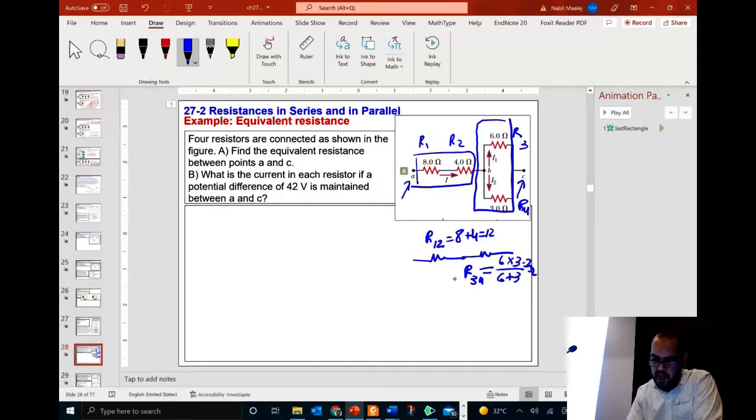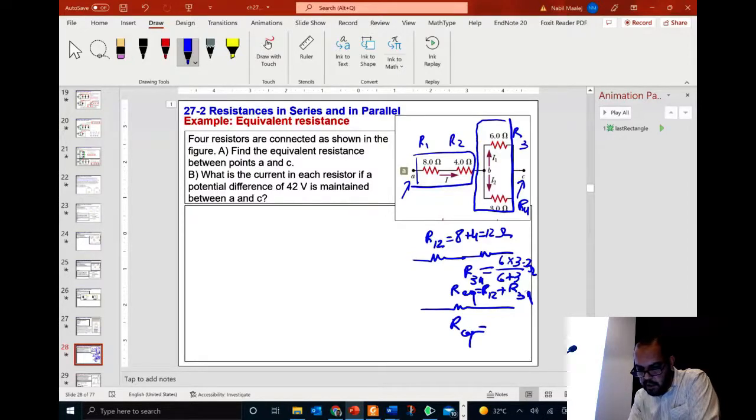Okay, so now these 2 resistances are connected in series, so I can combine them, and I can get R equivalent is equal to R12 plus R34. So R equivalent in this case is just equal to 12 plus 2, 14 ohms. Okay, so this is the equivalent resistance.